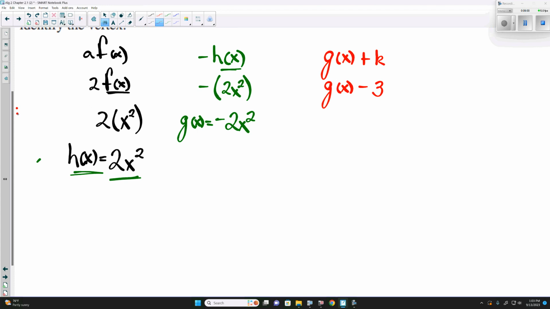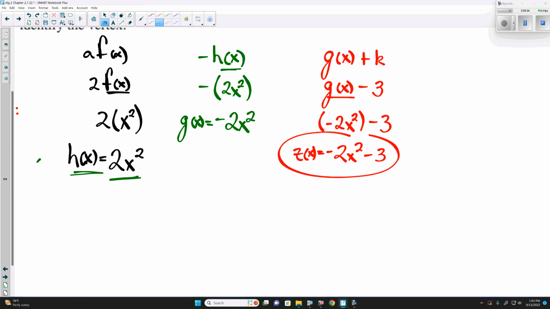Now, g of x is still just g of x. We didn't change anything about it. It's still just x inside the parentheses, yes? So that means I can replace it with its function, which is negative 2x squared. And then we have the minus 3. Right, almost. We just need to drop the parentheses, telling us that we have negative 2x squared minus 3. And we call it z of x. But again, what we call it is not as important as the function itself.